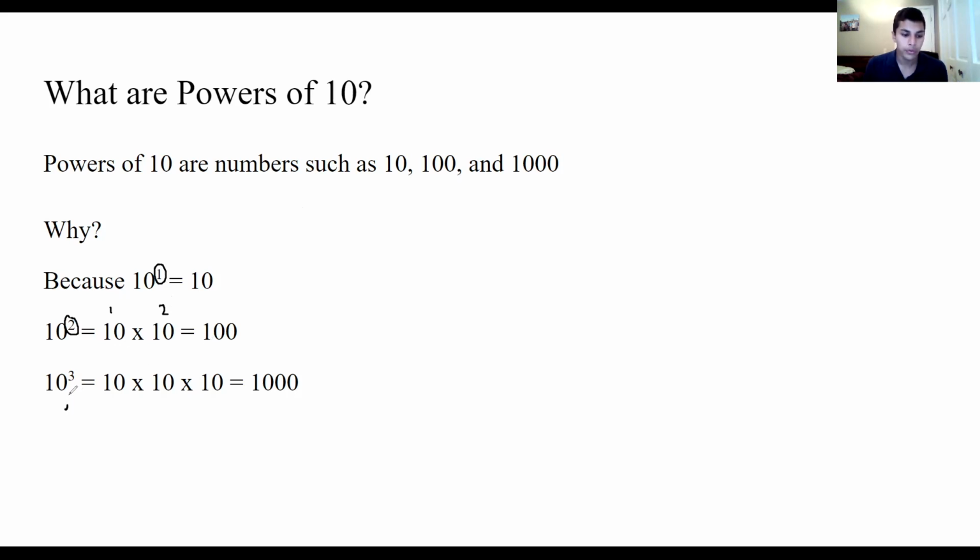10 to the power of 3 means you have three 10s that you're multiplying. 10 multiplied by itself 3 times total. So you have 1, 2, and 3 10s that you're multiplying by each other to get 1000. The small numbers in the top right-hand corner are called exponents. And we call these numbers, the result, powers of 10. 10, 100, and 1000.